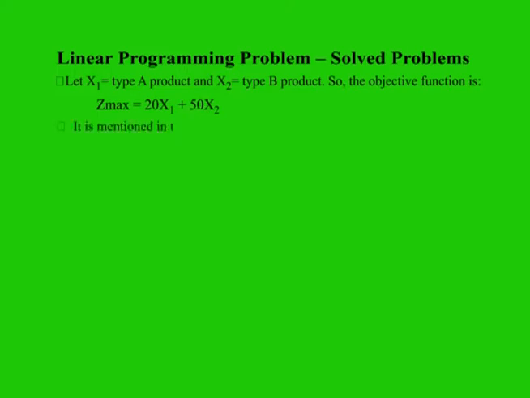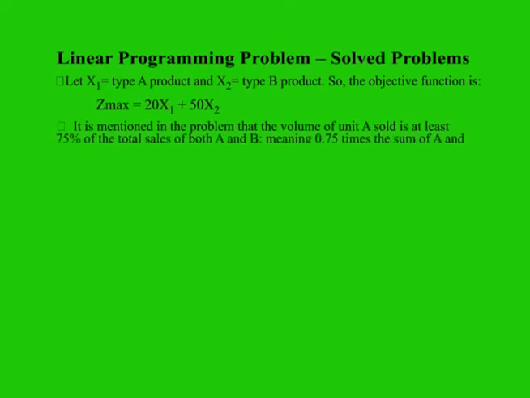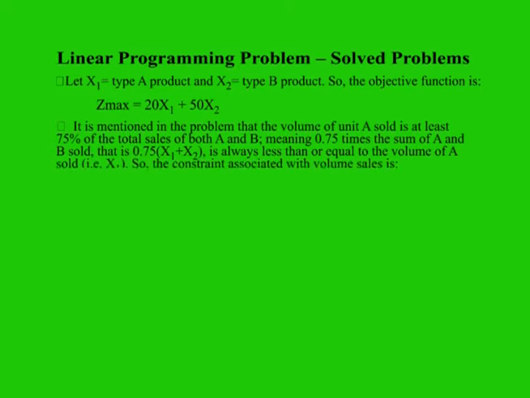It's mentioned in the problem that the volume of unit A sold is at least 75% of the total sales of both A and B, meaning 0.75 times the sum of A and B sold, that is 0.75 times (x1 + x2), is always less than or equal to the volume of A sold, that's x1. So the constraint associated with sales volume is 0.75(x1 + x2) ≤ x1, or -0.25x1 + 0.75x2 ≤ 0. This is the sales volume constraint.